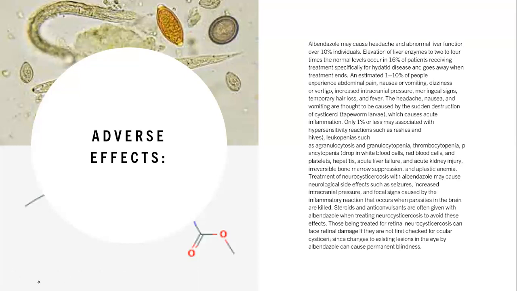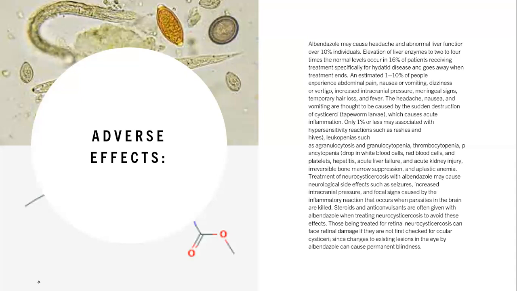Now, what are the adverse effects? Albendazole may cause headache and abnormal liver function in 10% of individuals. It also increases liver enzymes to 2 to 4 times the normal level, occurring in 16% of patients receiving treatment for hydatid disease, and it goes away as the treatment ends. Over 1 to 10% of people experience abdominal pain, nausea, vomiting, dizziness, and vertigo, increased intracranial pressure, meningeal signs, temporary hair loss, and fever.